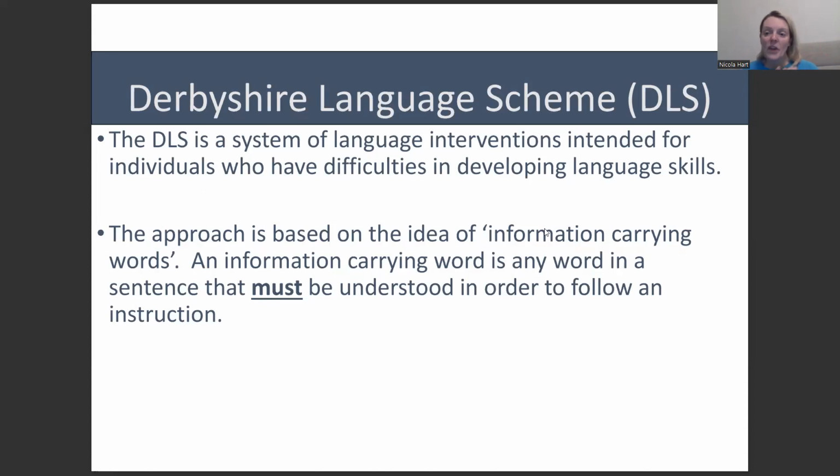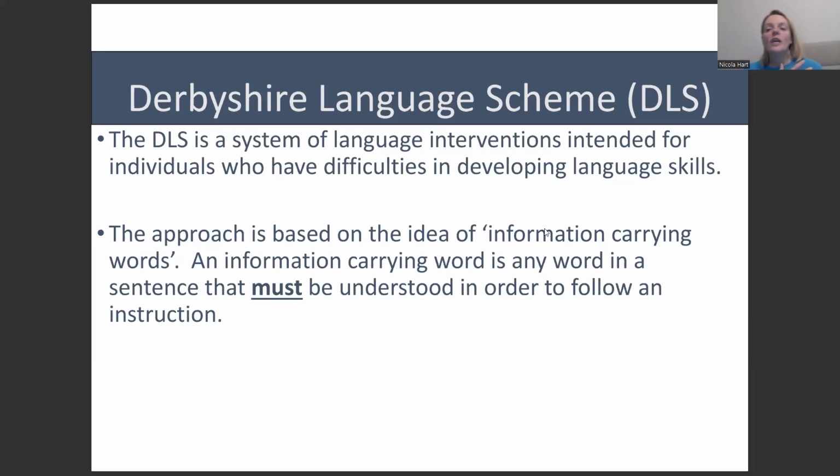I often say to new therapists, oh, do you ever use the Derbyshire language scheme? And they look at me and they say, what? But the Derbyshire language scheme is a system that has been around since the 80s. And it is based on the idea of information carrying words. And that is really important for me. It's an informal assessment I use all the time to see if the child can understand these information carrying words, because you need to understand these to carry out an instruction.